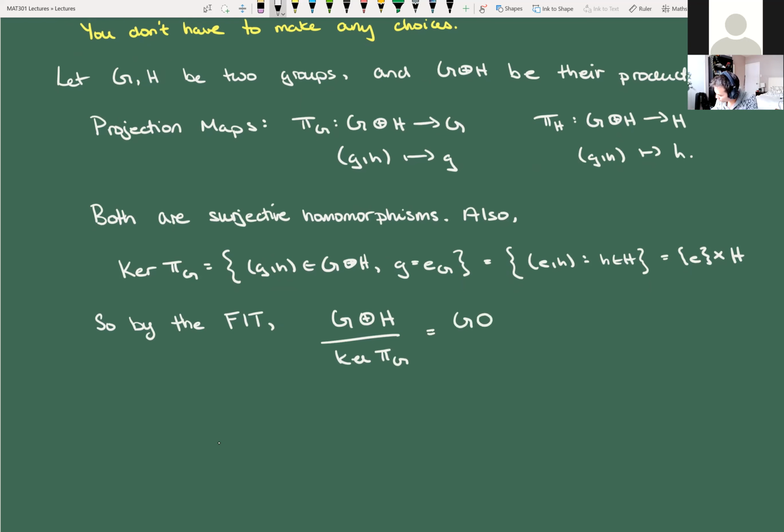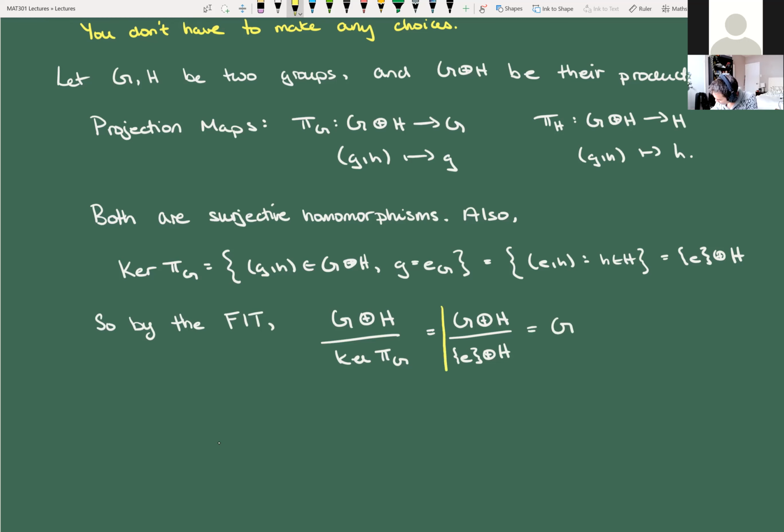Okay, so what is that? That's G plus H divided by E plus H. We could write a plus here if we wanted. And that's going to be isomorphic to the image, but this is clearly surjective. So it's isomorphic to G.